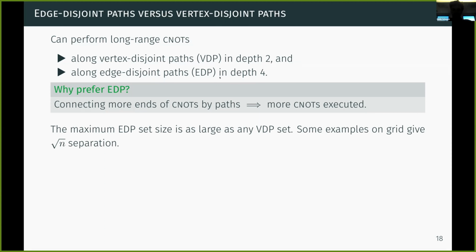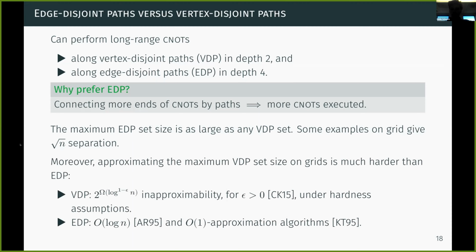So there's an example where we're able to find an edge disjoint path set of size square root n, whereas the vertex disjoint path set is at most of size 1. So this gives an asymptotic advantage for edge disjoint paths.